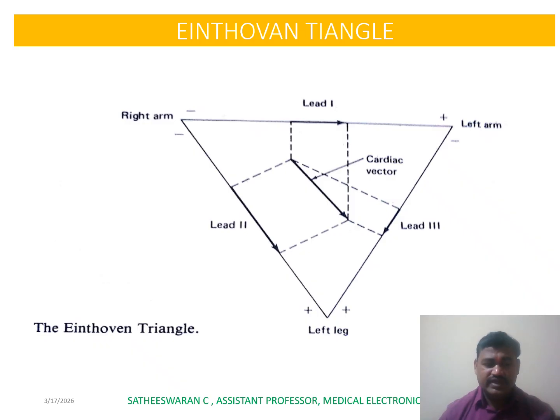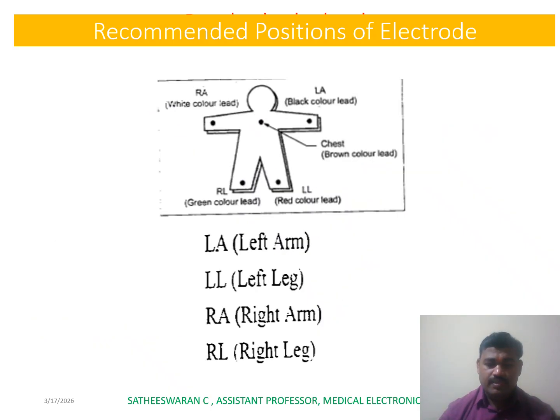This is the Einthoven triangle. Einthoven inverted the triangle starting from the right arm to the left arm, to the left leg, and again back to the right arm, which forms a triangle known as the Einthoven triangle. It is used to describe the bipolar limb lead system. These are the recommended positions of electrodes: left arm, left leg, right arm, right leg.